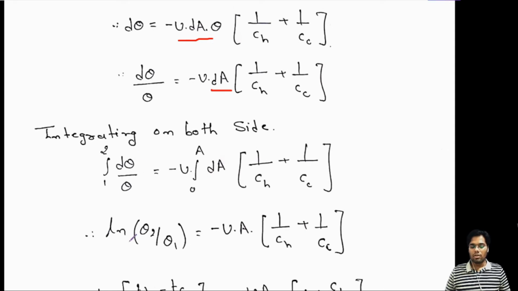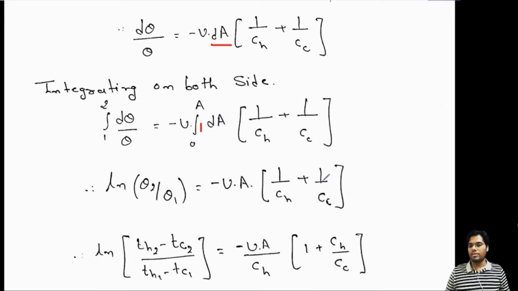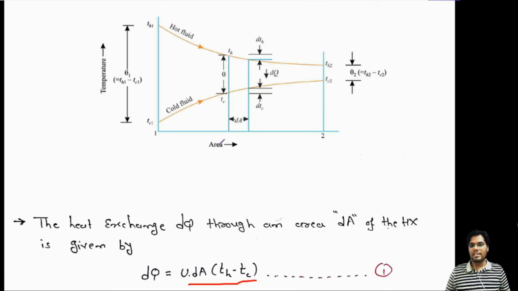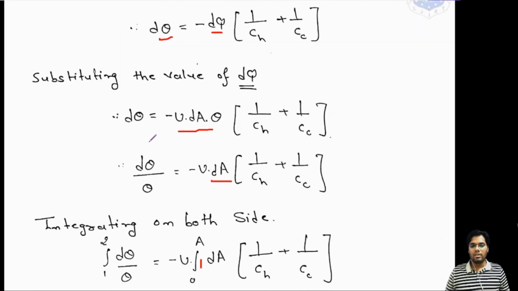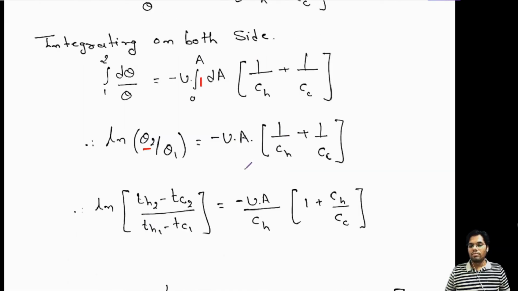1 upon something integrates to the log of something, with upper limit 2 and lower limit 1. So ln theta2 minus ln theta1, which gives ln theta2 by theta1. On the right side the upper limit is A minus 0, which will be A, so minus U into A into the bracket 1 upon Ch plus 1 upon Cc as it is. We know from the figure that theta2 is the temperature difference at the outlet, which is Th2 minus Tc2, and theta1 is Th1 minus Tc1. So putting those values instead of theta2 and theta1, we get this. Now from here, if we take Ch as common, in the bracket we have 1 plus Ch by Cc.